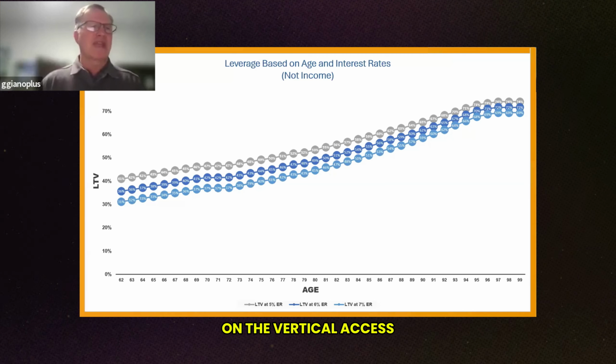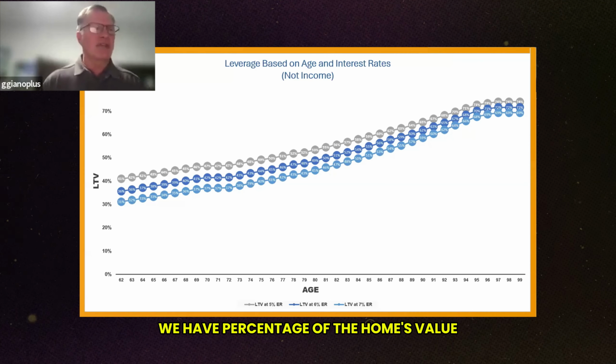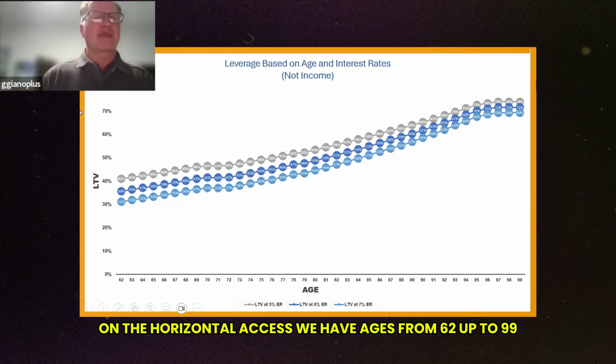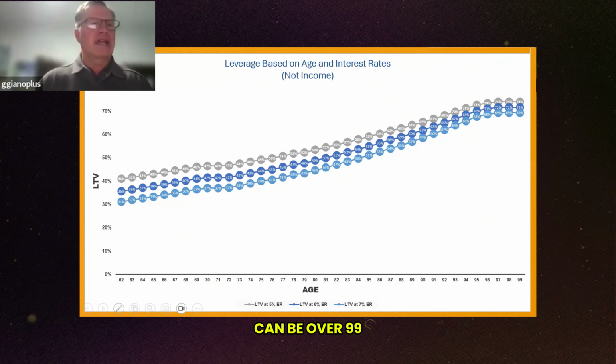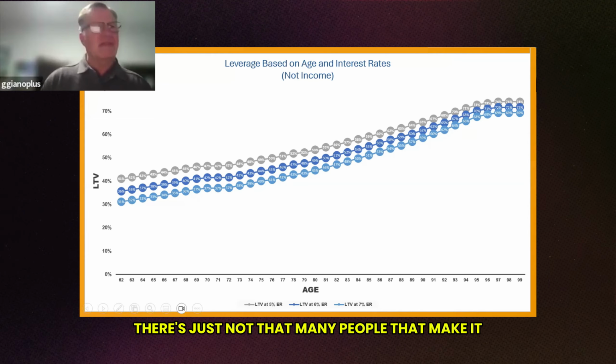On the vertical axis, we have percentage of the home's value. On the horizontal axis, we have ages from 62 up to 99. You can be over 99. There's just not that many people that make it that long.